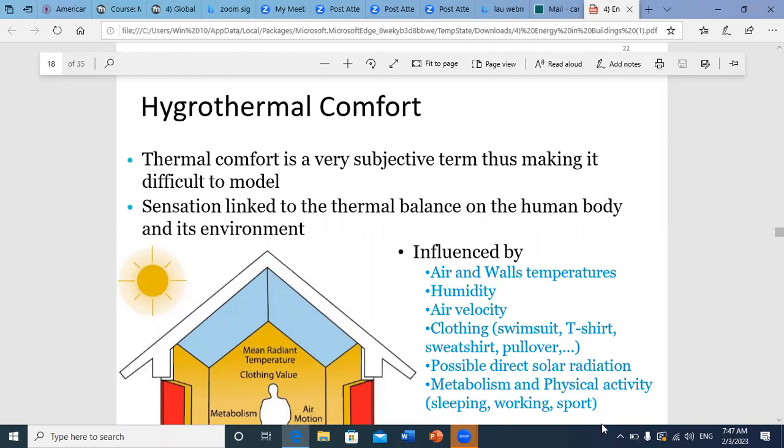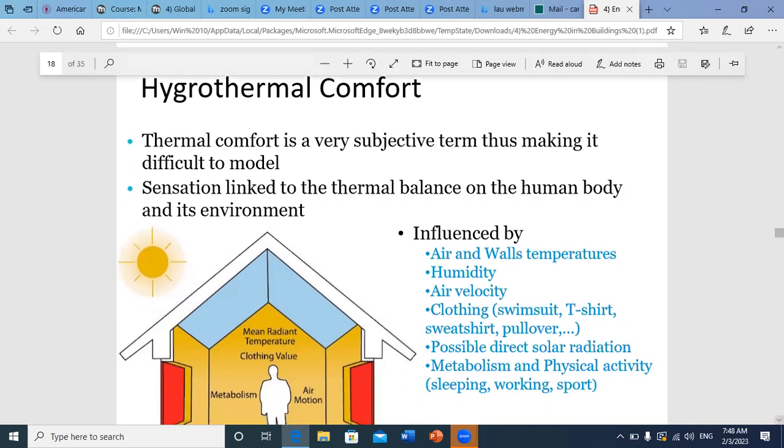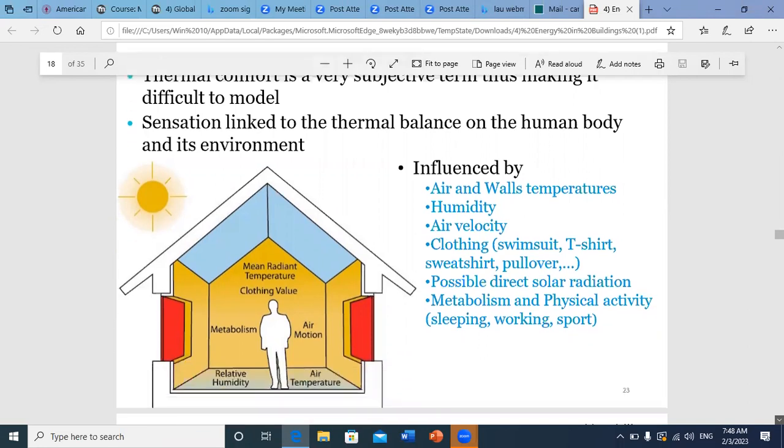So we can see that the comfort, of course, will be influenced by air and wall temperature, by the humidity, the air velocity, the clothing level, the direct solar radiation, the metabolism and physical activity, etc. So it's really challenging to study thermal comfort, but we'll develop some tools that will help us in assessing comfort in buildings.